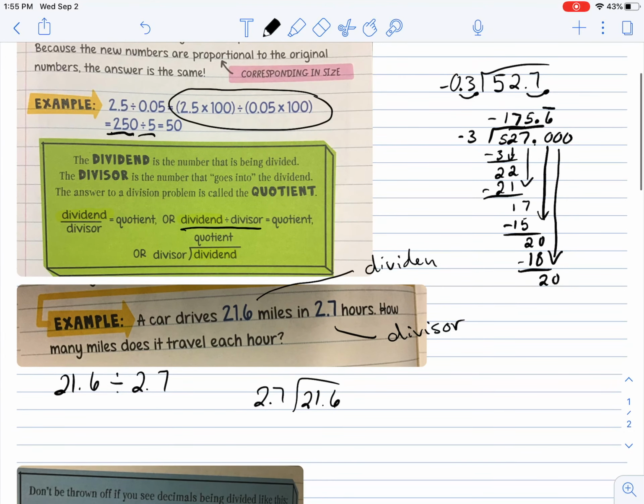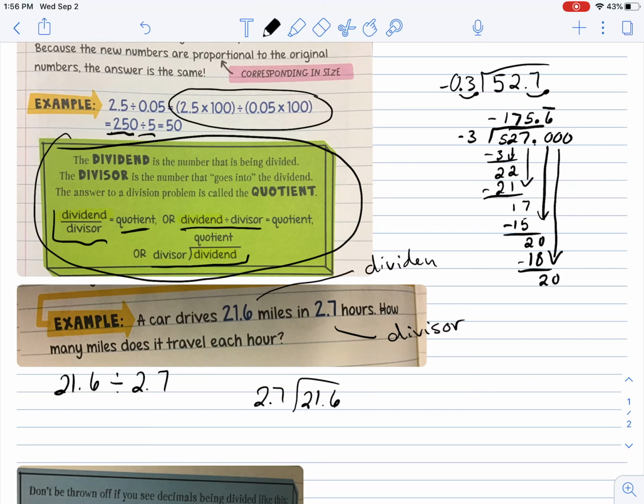Just note here, this is giving you more information on how to set it up when we're talking dividend and divisor. Fractions, you'll notice, are just the dividend divided by the divisor. And that quotient is the term for the outcome of dividing two numbers. Once again, it shows the setup here. Your answer goes on top of the bracket, the divisor is out in front of the bracket, and the dividend is under the bracket.